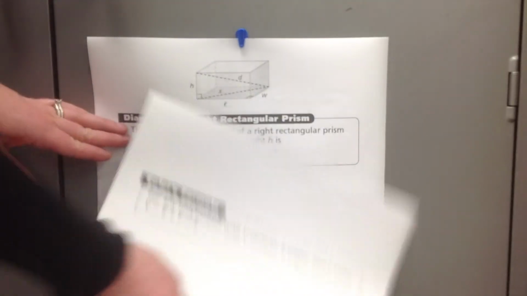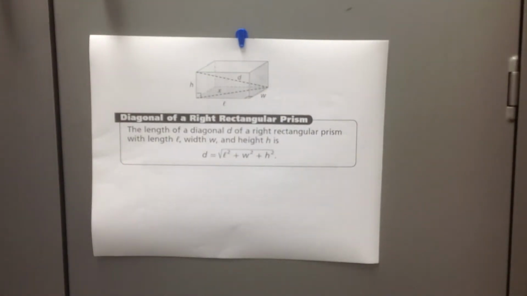Our next formula is to find the diagonal of a right rectangular prism. The length of a diagonal of a right rectangular prism with length L, width W, and height H is D equals the square root of L squared plus W squared plus H squared. This is based off of the Pythagorean theorem.